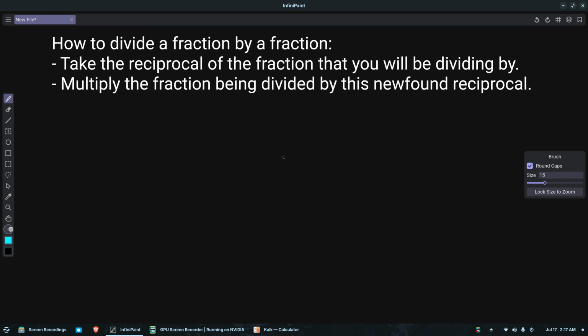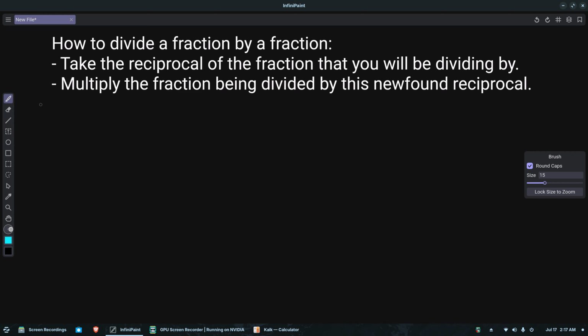Today we are going to be talking about how you divide when you are using fractions. And the basic principle behind dividing a fraction by a fraction is to take the reciprocal of the fraction that you will be dividing by, and then you multiply the fraction being divided by this newfound reciprocal. And if you're a little confused, don't worry, we are going to go over what that means.